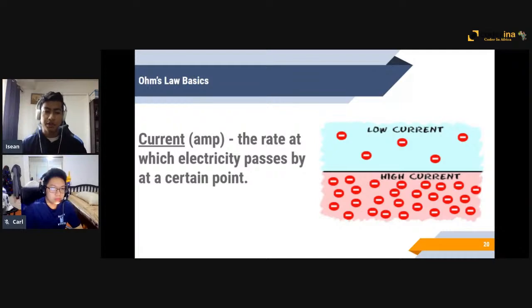Electrical components always say what voltage and current that they're rated at. Having too high of a current can damage electronics, while having too low of a current can make the electrical component not function properly. So current is extremely important in electrical components. And current is measured in amps, AMP.